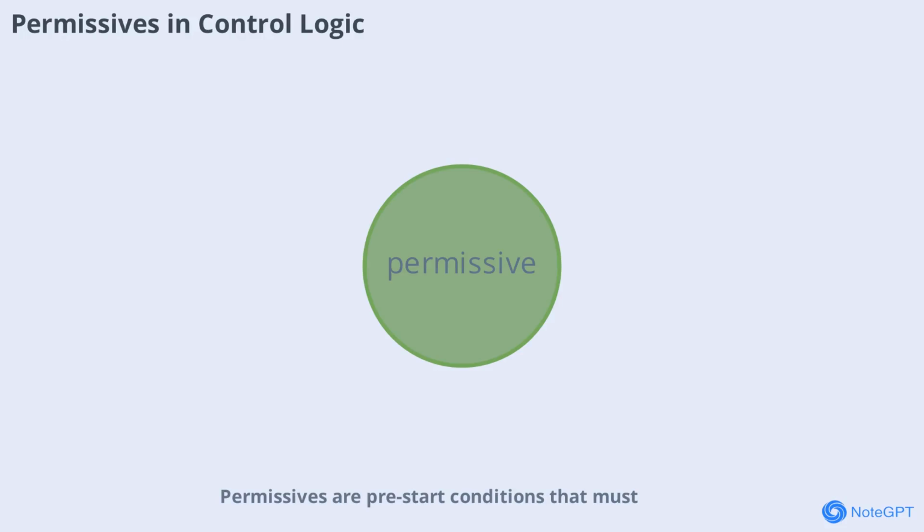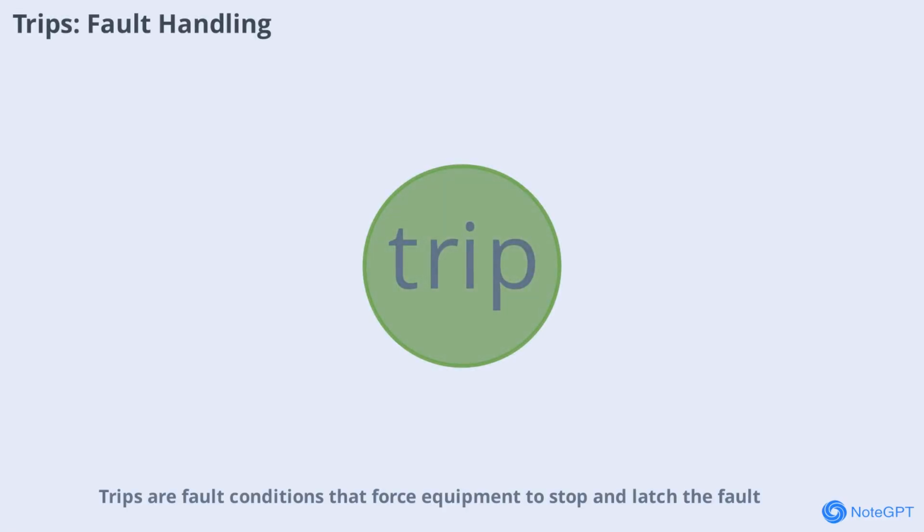Permissives are pre-start conditions that must be true before equipment can start, such as ensuring a tank level is above the minimum. Once the equipment starts, permissives are typically bypassed. They help ensure that all necessary conditions are met before initiating operation, reducing the risk of equipment damage or process upsets.